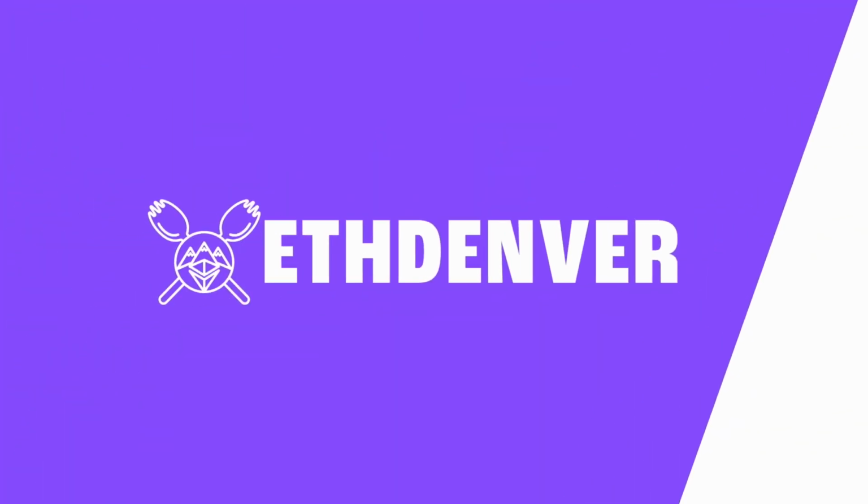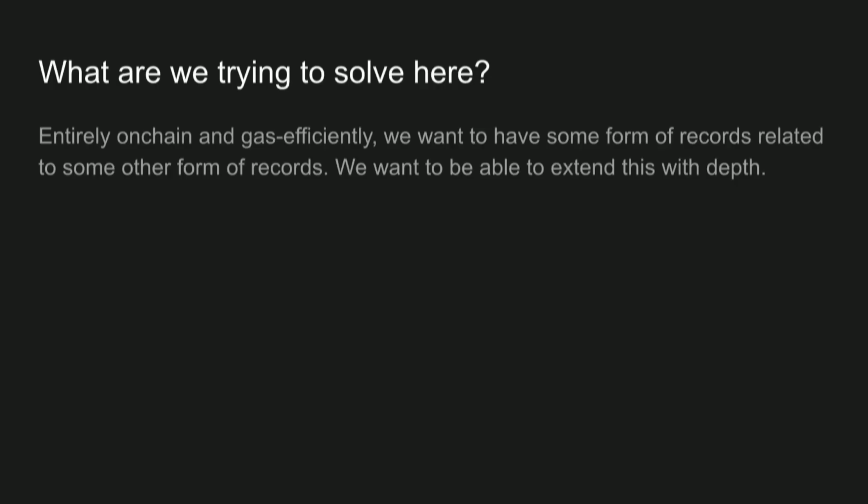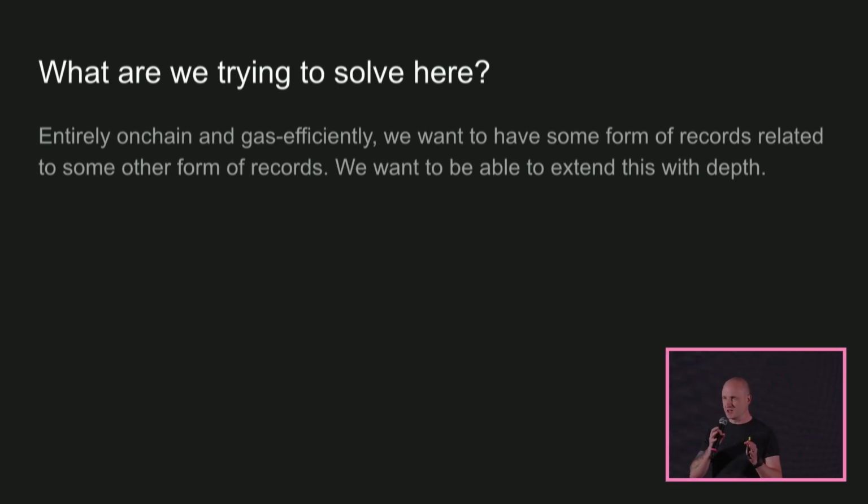My name is Rob. We'll do an intro in a second, but first I want to get to the problem statement. What we're trying to do is have data records that relate to other data records, all on chain and gas efficient. That's the problem to solve right there. Because if we can do that, we can extend them all the way down. So if A relates to B and B relates to C and C relates to D and so forth, then we have a solution.